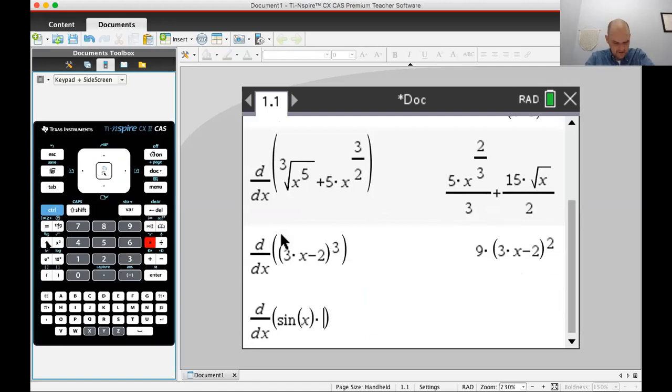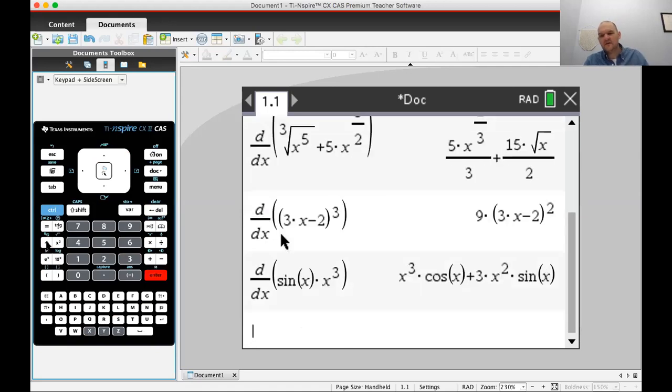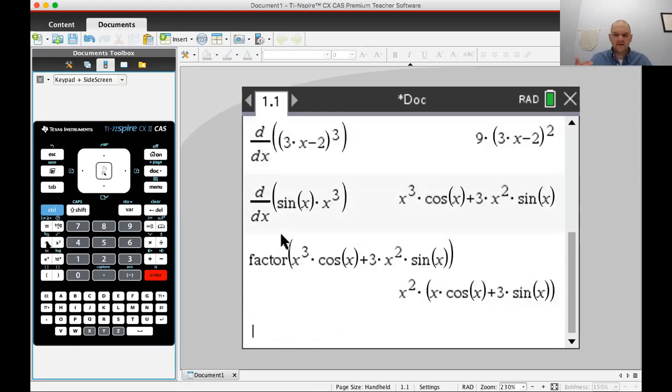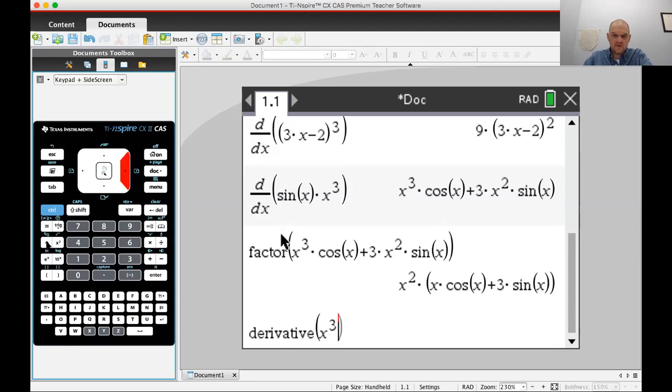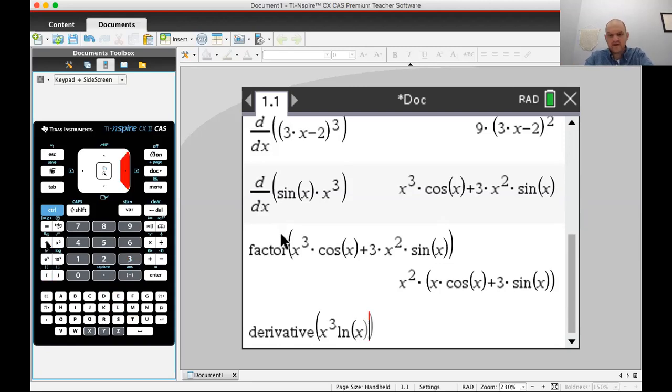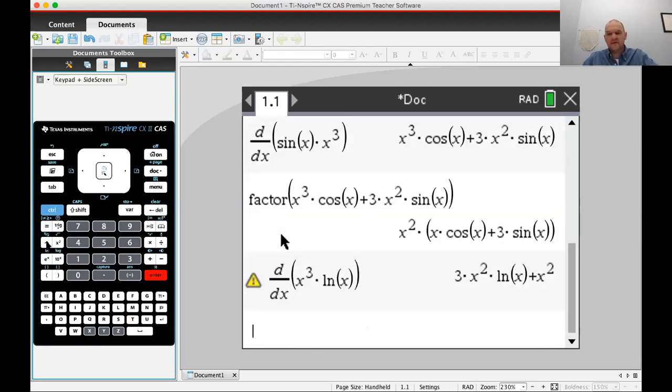Sine of x times. You don't really need the multiplication symbol there, but just put it. Not hurting anybody. So we factored this. So factor, and you get x squared, x cosine of x, and 3 sine. Yep, got it. It's always interesting when we as humans factor more than the calculator. And then finally, derivative of x cubed, ln of x. Ln is how I say that, or I say log, or natural log. A lot of options. And we factored this too, and it didn't factor the answer.